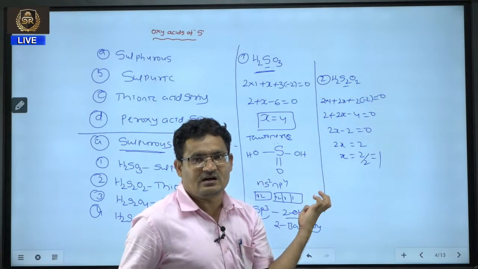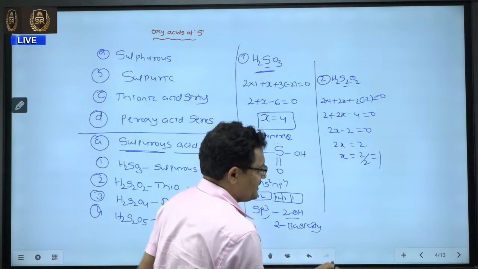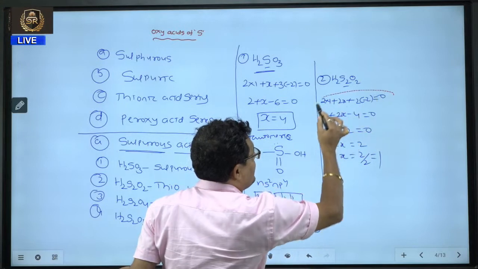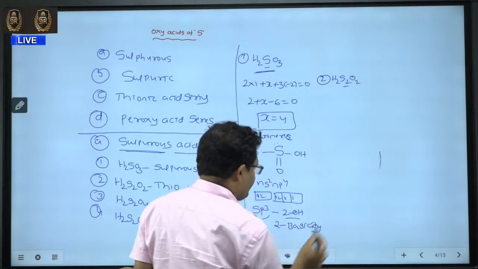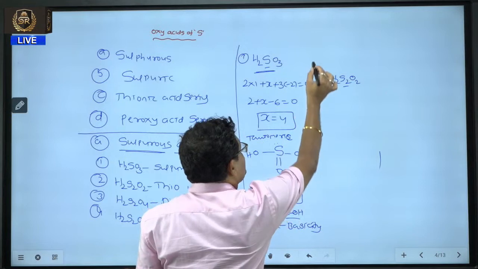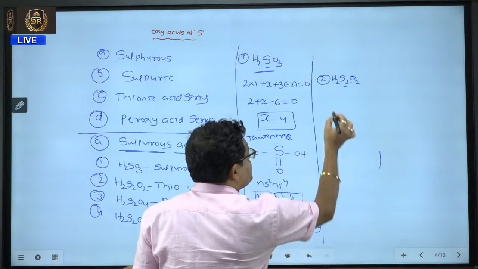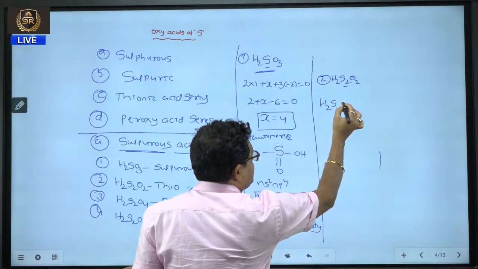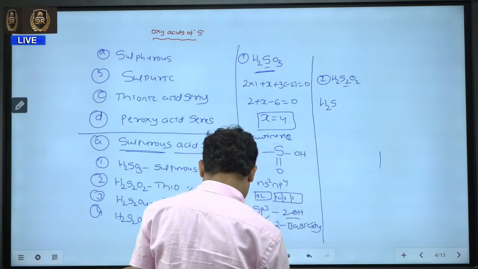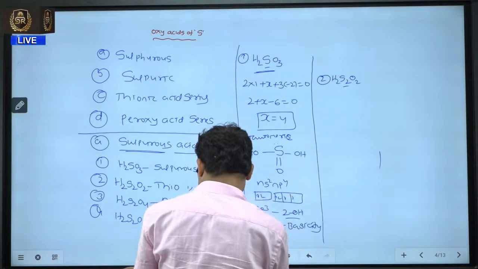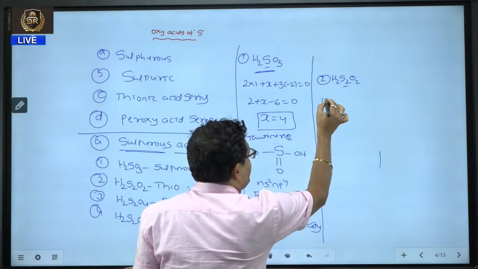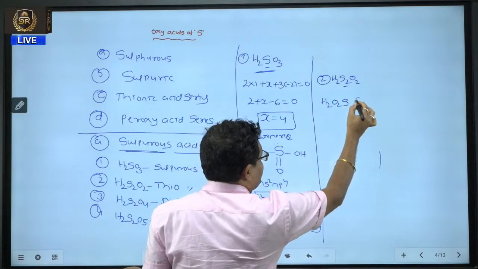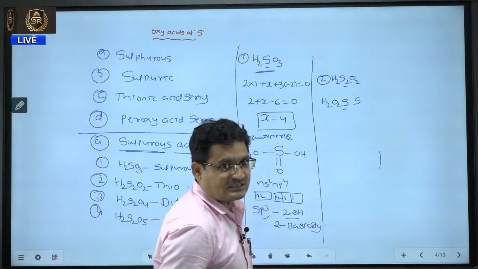We already discussed this in the previous topic. So its oxidation state is formed. In this one, the sulfur oxidation state is minus 2. That's why you have to write it like this: H2S, then H2O2S then S. Now you have to find the oxidation states of sulfur.